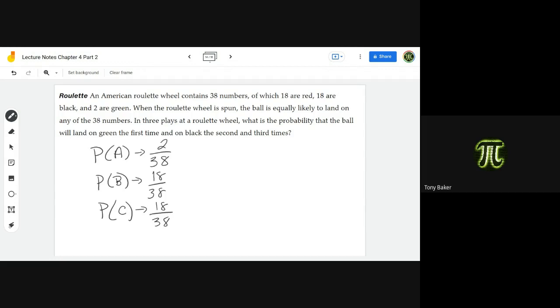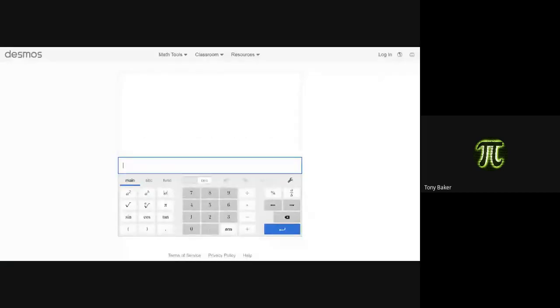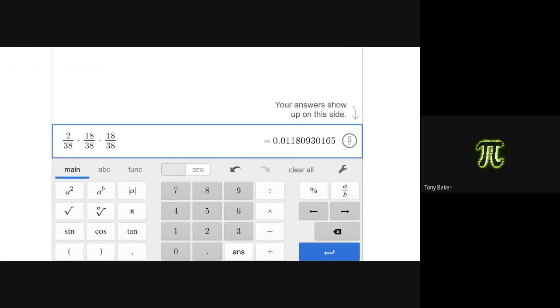So we'd multiply those 3 together. We have 2 over 38 times 18 over 38 times 18 over 38. So the probability of it happening is 0.012%. Yeah, it's Desmos. And if you click that little button right there, it'll give it to you as a fraction, always as a reduced fraction. So yeah, this is Desmos.